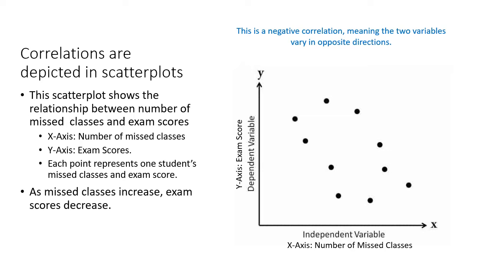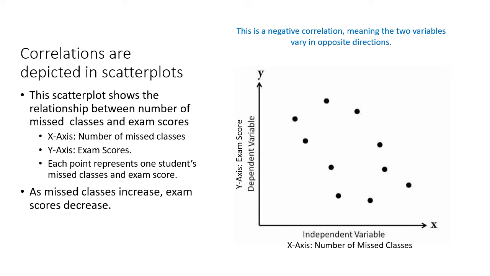So on this slide, we have another example of a scatter plot. And in this case, it's the number of missed classes on the x-axis and exam score on the y-axis. And so we can see the first student here appears to have missed quite a few classes, and they have kind of a low exam score.